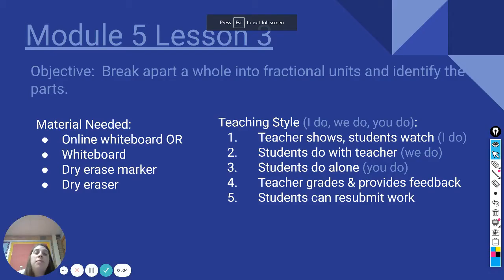Today we're doing Module 5, Lesson 3. The objective is to break apart a whole into fractional units and identify the parts. The materials needed for today are your online whiteboard or your whiteboard, dry erase marker and dry eraser. The teaching style I'm going to follow is where I do it, we do it together, and you do it on your own.